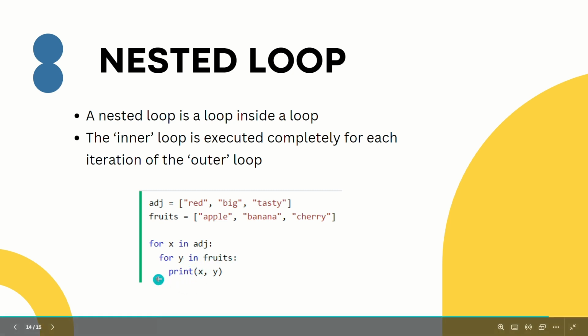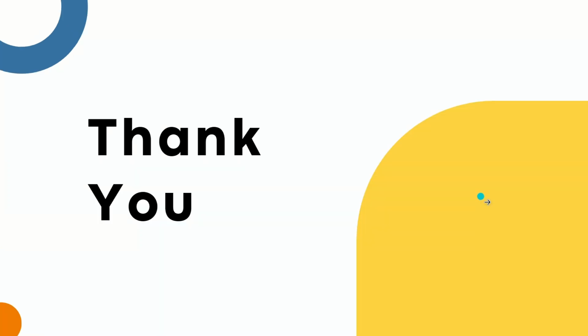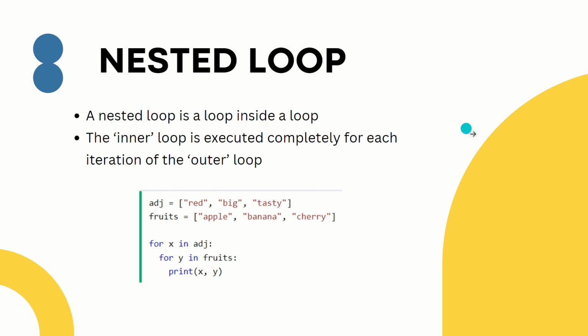Now again it will go to the outer loop, and the outer loop's next item in the list is tasty. So again the inner loop will be executed completely. This time tasty apple, tasty banana, and tasty cherry will be printed. So that is how the nested loop works. And that's it from the presentation. We'll now see the code for all of this.